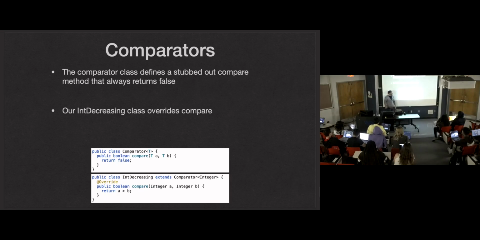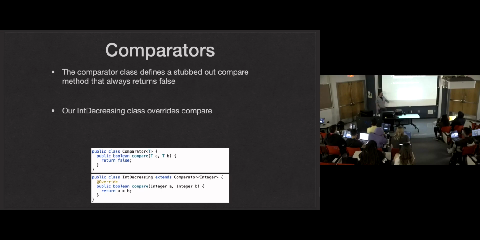We can extend Comparator, and instead of extending Comparator of T and giving IntDecreasing a type parameter, since this type, when we're writing this class, is explicitly designed to compare ints. It's an IntDecreasing comparator. It's specifically made to compare ints. We're going to specify the type parameter right here. Extends Comparator, and then say this is what T is going to be for this class. Extend Comparator of Integer.